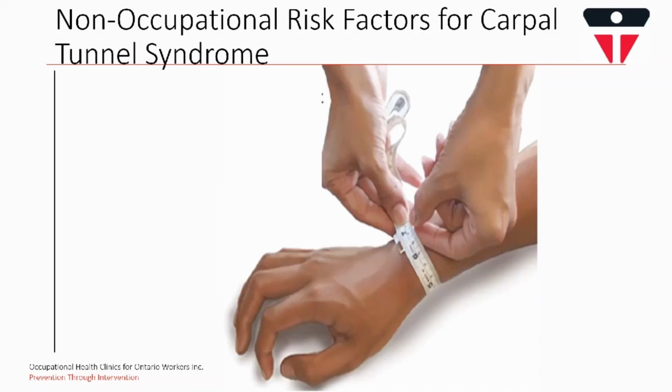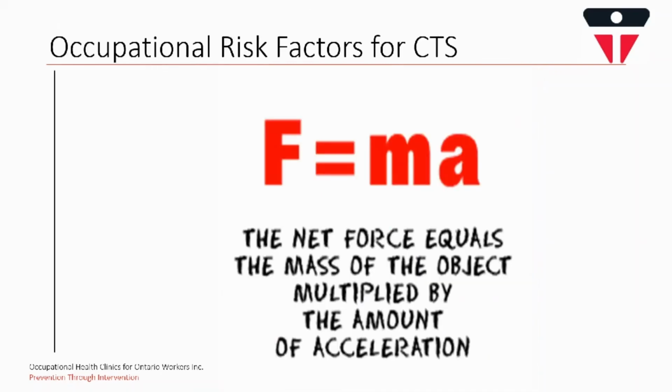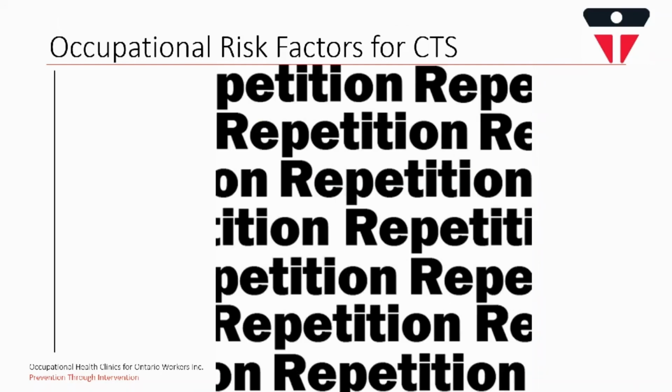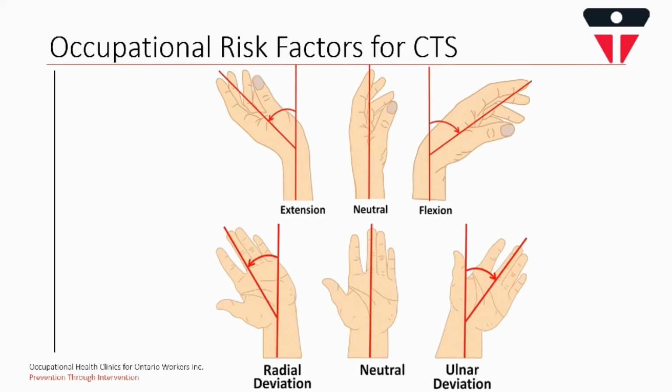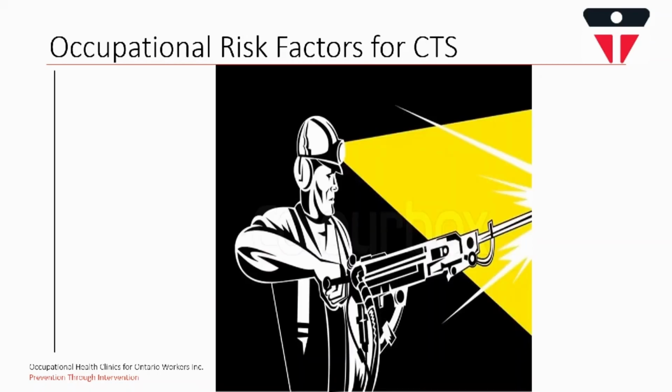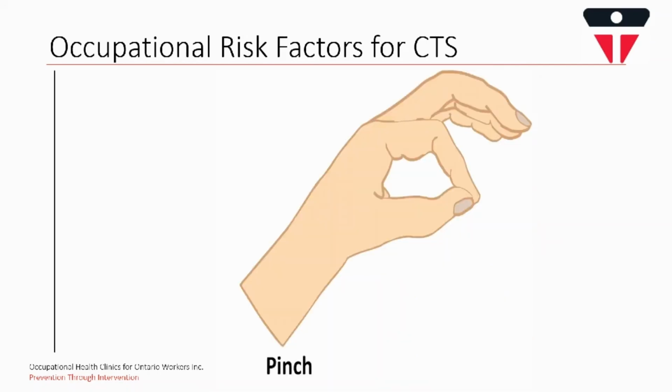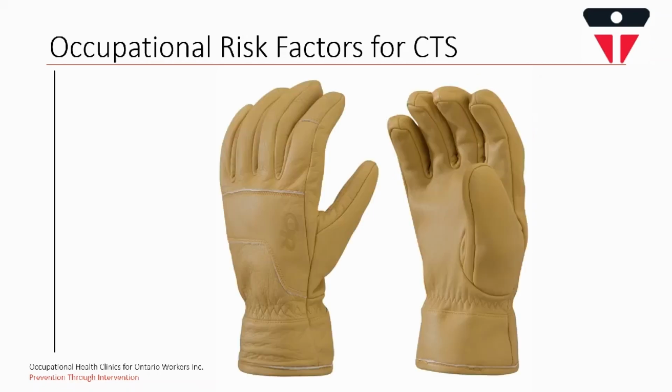Occupational risk factors include force, repetition or prolonged actions that do not allow for sufficient recovery time, awkward postures of the wrist such as flexion, extension, radial or ulnar deviation, exposure to hand-arm vibration, prolonged pinch gripping, prolonged use of gloves, and finally, contact stress.